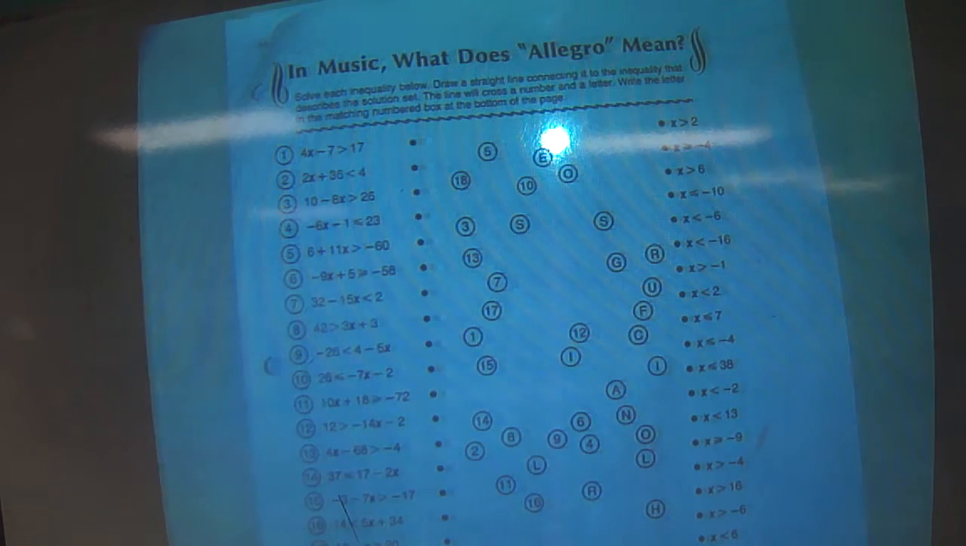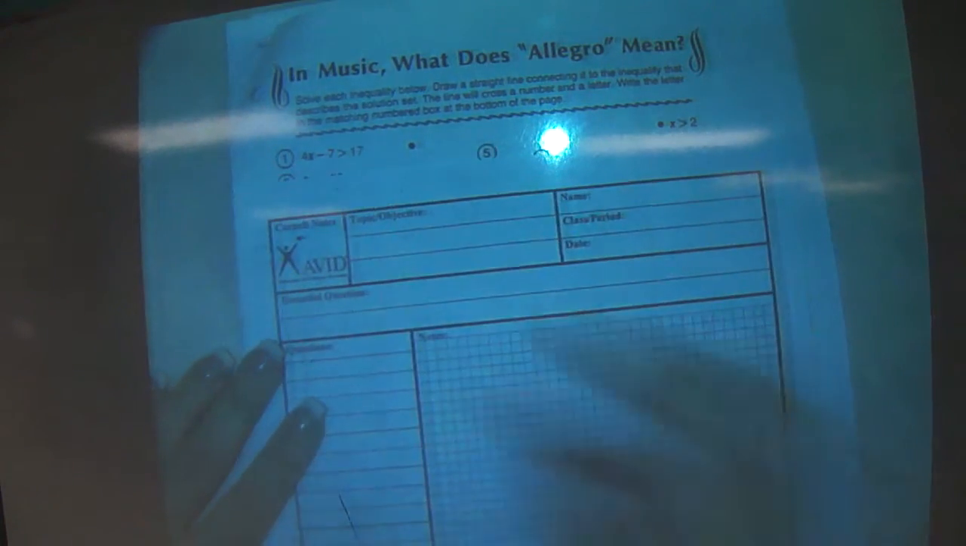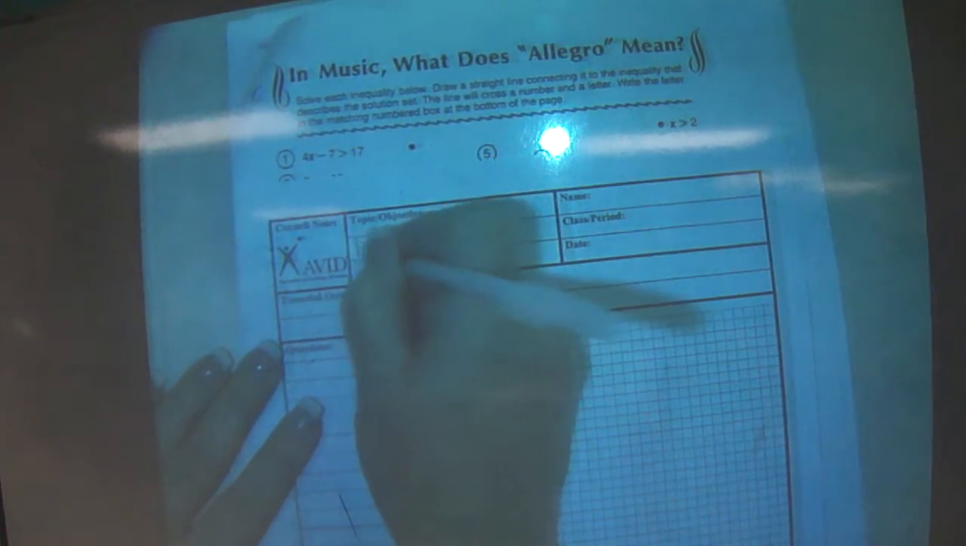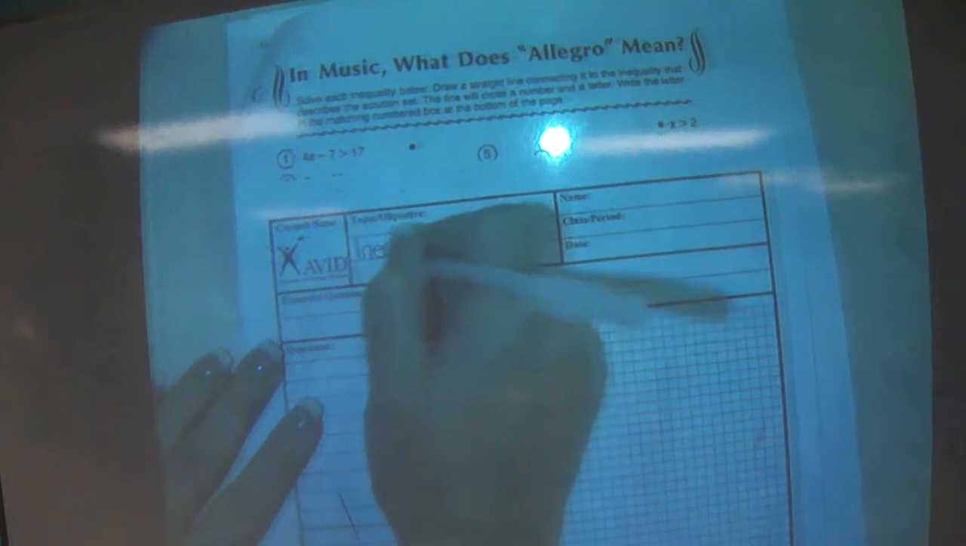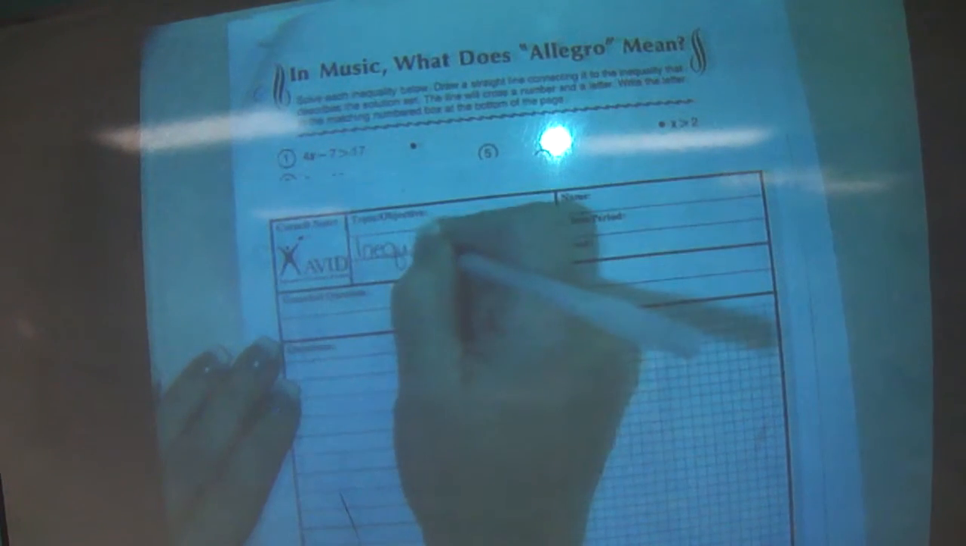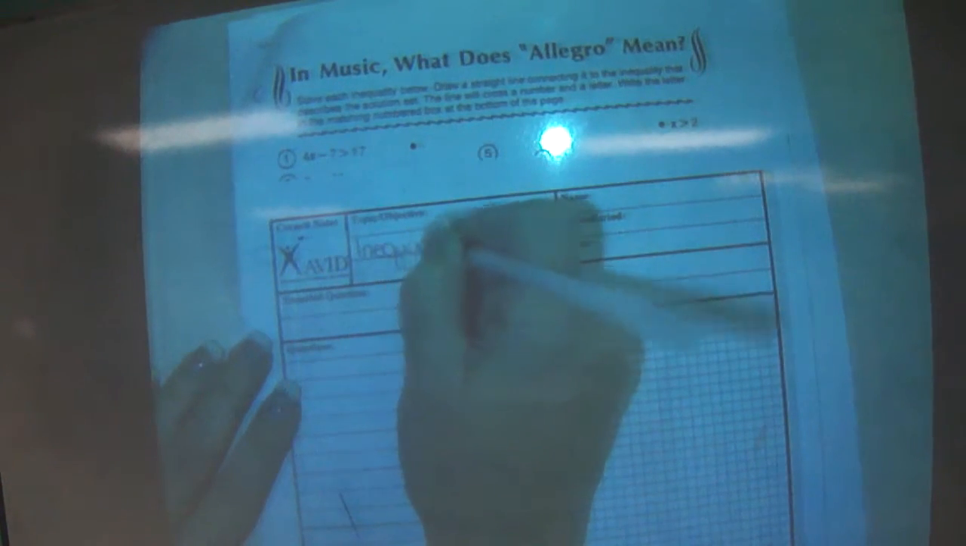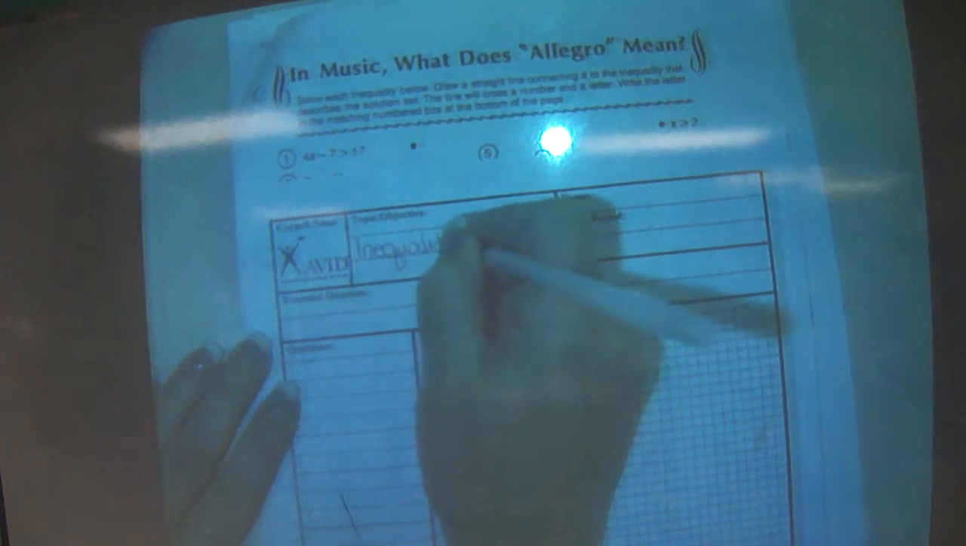So on the back of your packet, you guys have Cornell notes. Our topic is inequalities, which, believe it or not, are just like equations, with one exception, and I will go through that in a moment.